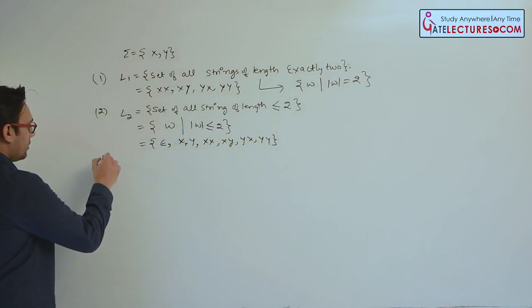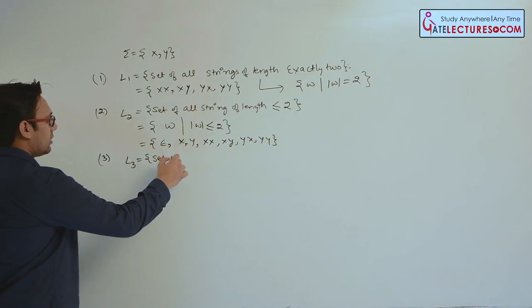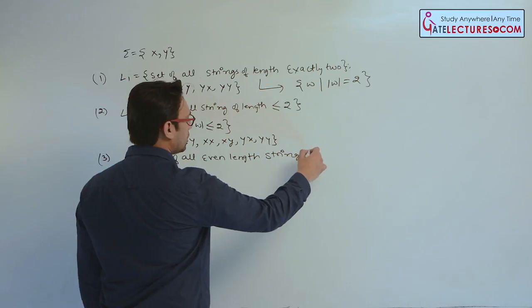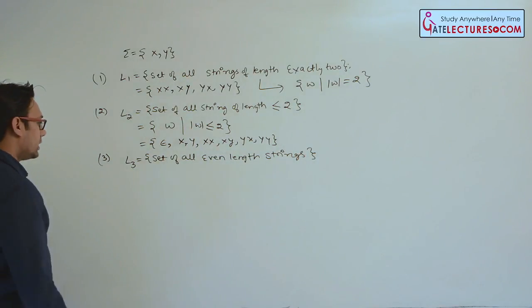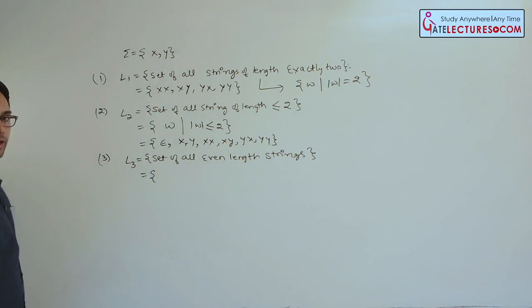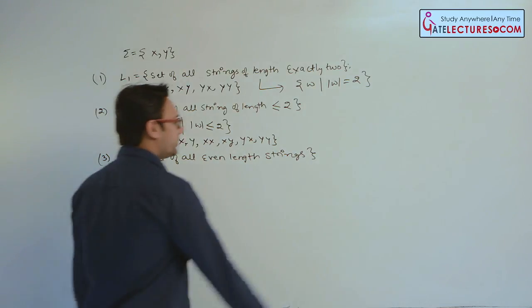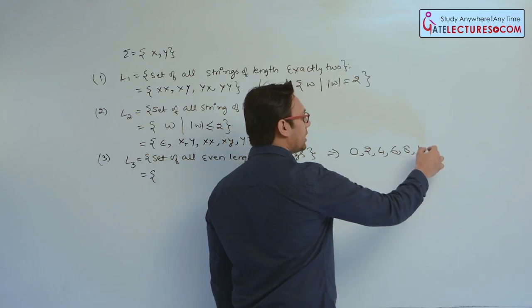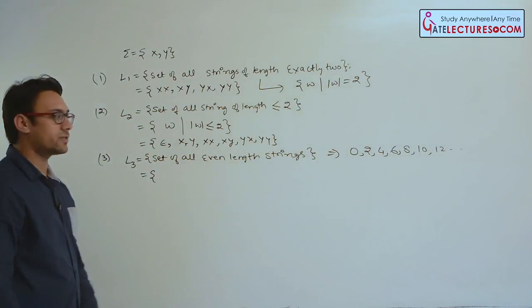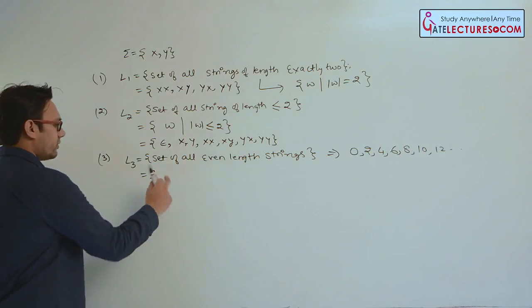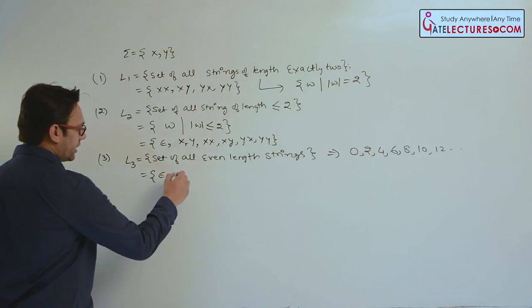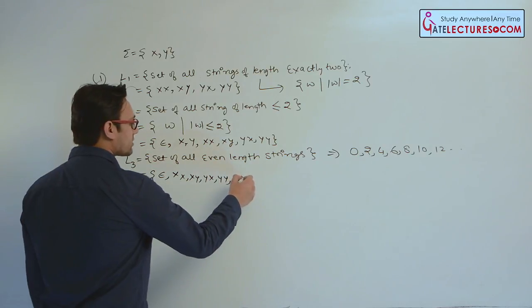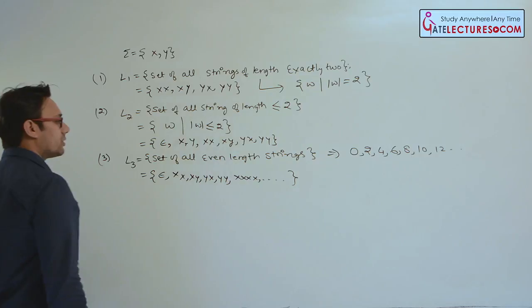Fine. Now I am saying we have a language L3 which is the set of all even length strings over this alphabet x comma y. Then what are the strings which will be present here? The length can be 0, 2, 4, 6, 8, 10, 12 and so on. Strings of length 0: epsilon. Strings of length 2: xx, xy, yx, yy. Strings of length 4: xxxx and so on, all the possible combinations. So this language will be infinite.